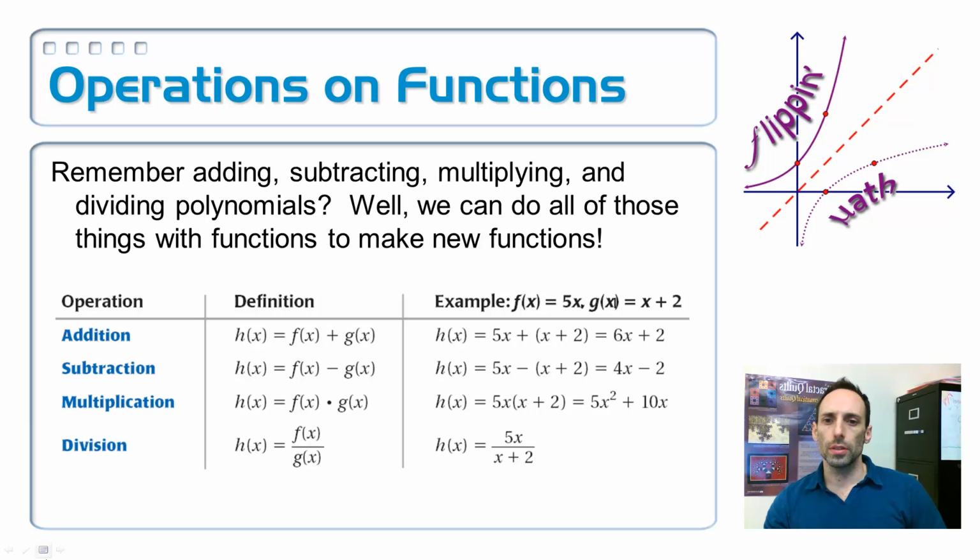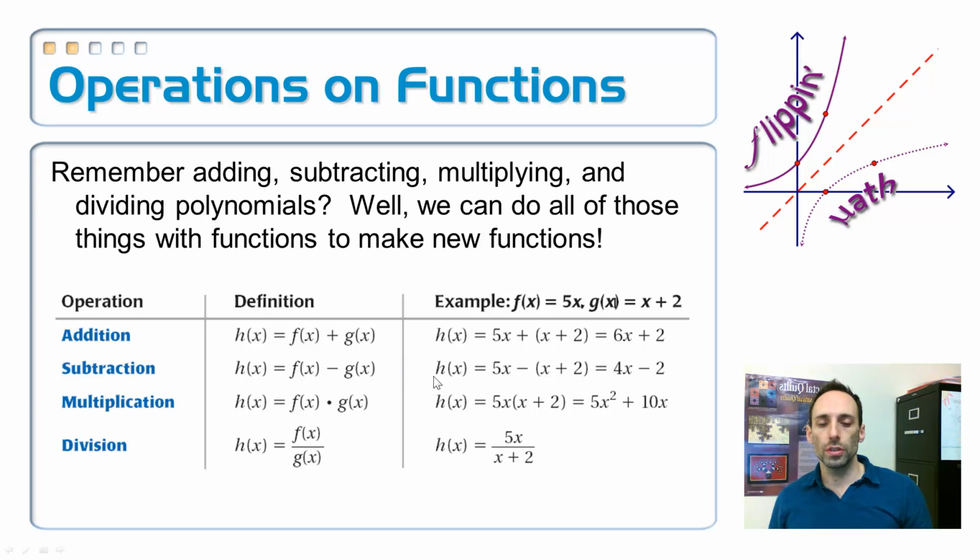Now let's look at some examples, straight from your book. The top one is an addition, and notice our two functions: f of x is 5x and g of x is x plus 2. If I'm going to find a new function, which is the sum of those two functions, it's just collecting like terms. You have 5x plus x plus 2, gather up your x's together, you get 6x plus 2. Very simple.